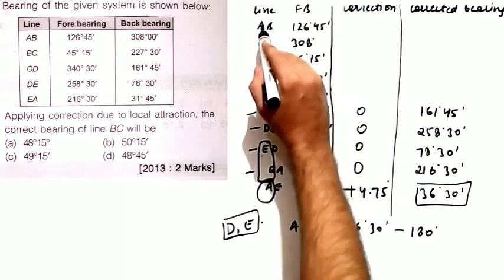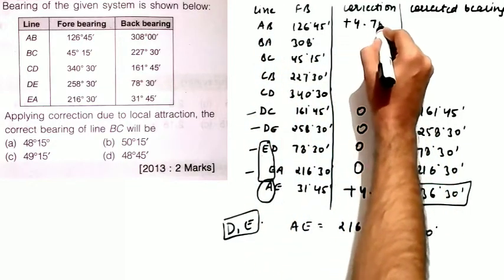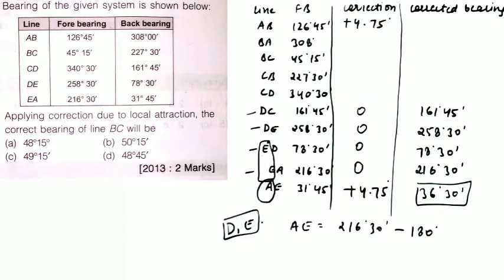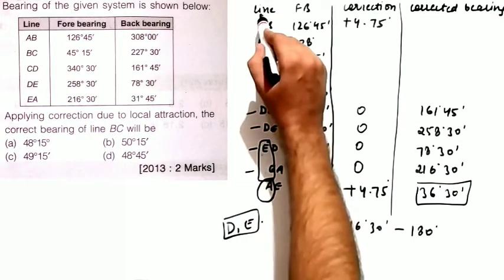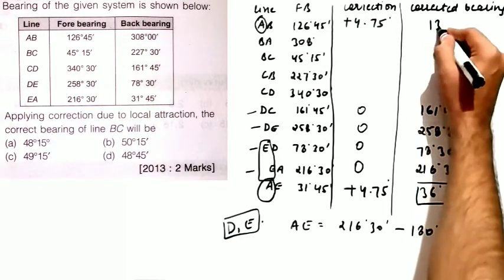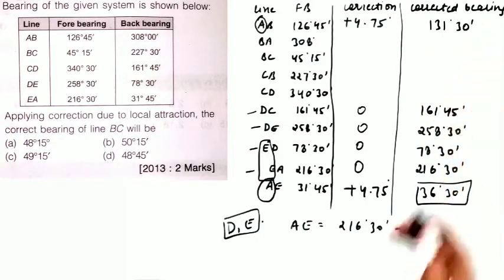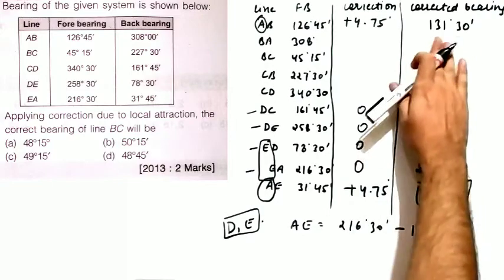Similarly, this is also the reading taken at station A, hence the correction will be the same here. You need to add 4.75 degree to AB as well, since AB is also associated with station A. I told you, the first letter represents the station at which the reading has been taken. So with this 4.75, it will turn out to be 131 degree and 30 minutes. Now this is the correct bearing.